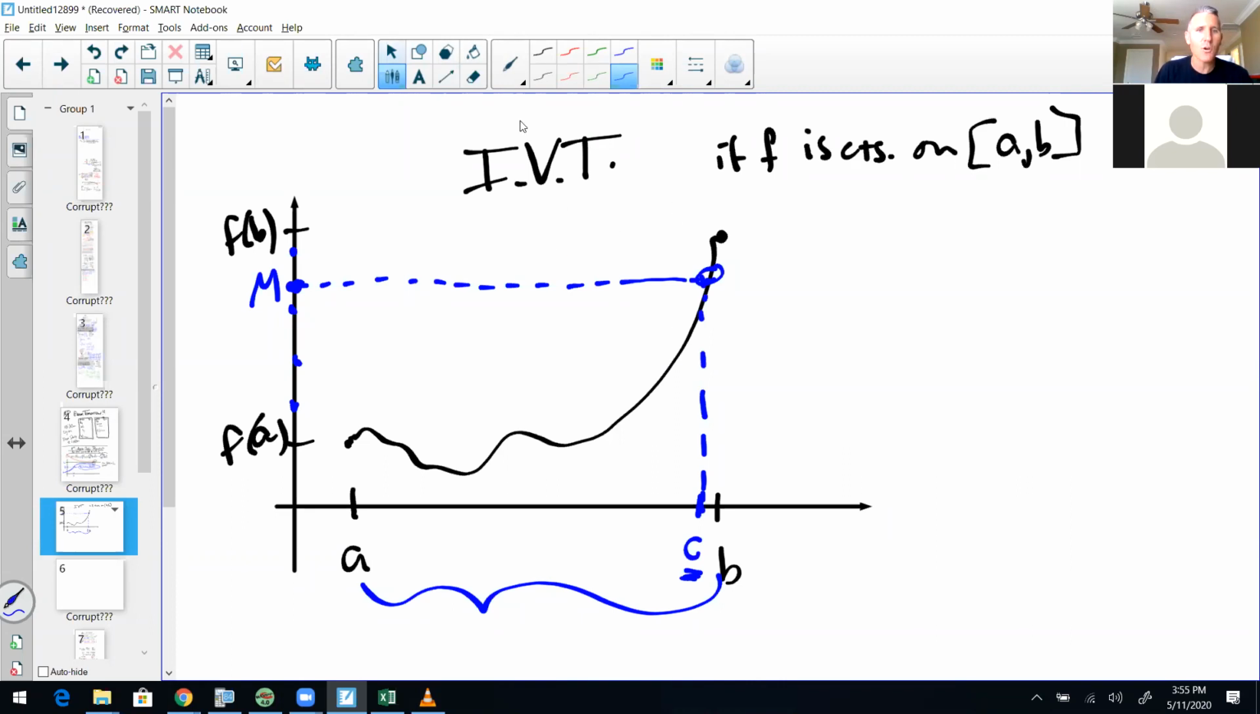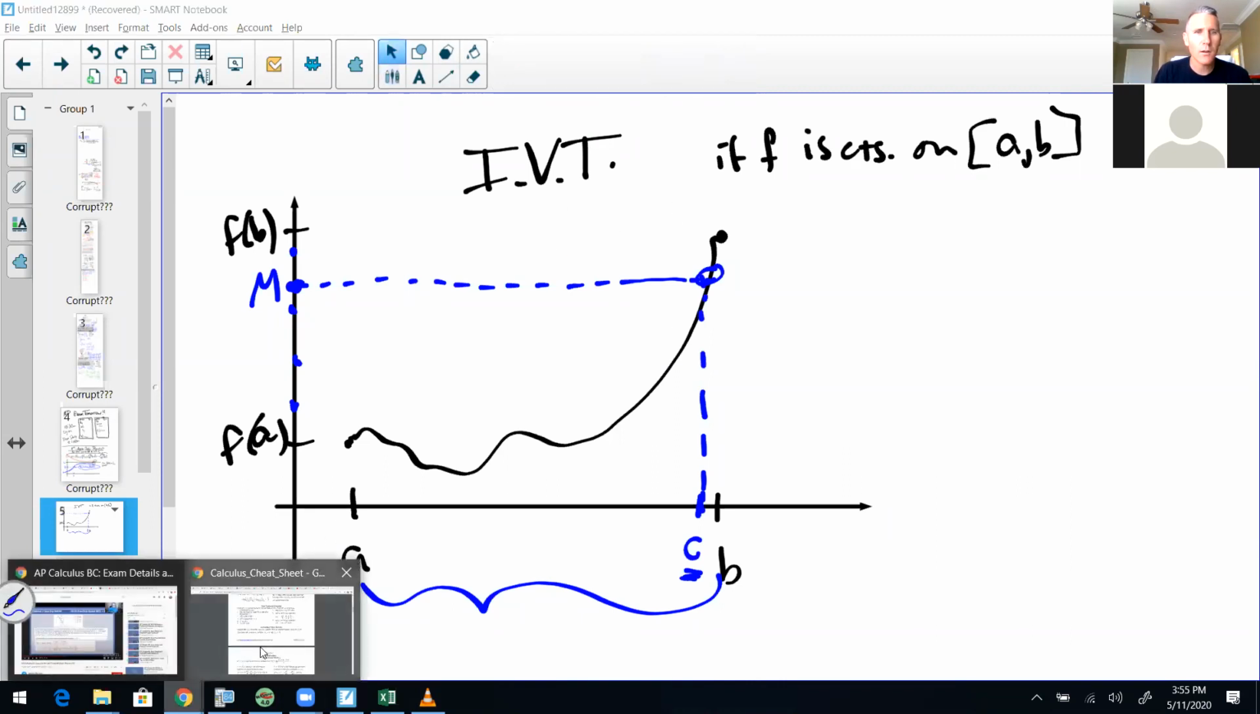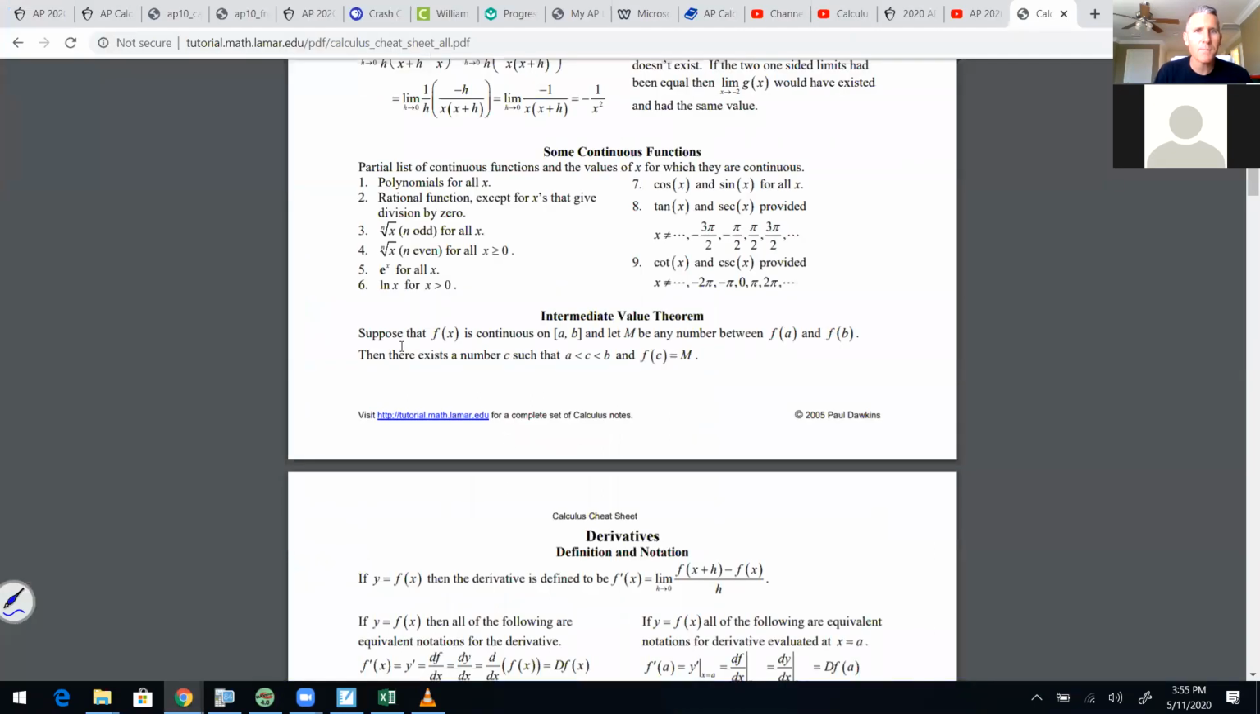Now that we have that, let's go back to this. It says, again, suppose that f of x is continuous on the closed interval from a to b, and let m be any number between f of a and f of b. Again, that's like on the y-axis. Then there must exist at least one number c. He just says, then there exists a number c. This is from Paul's notes.